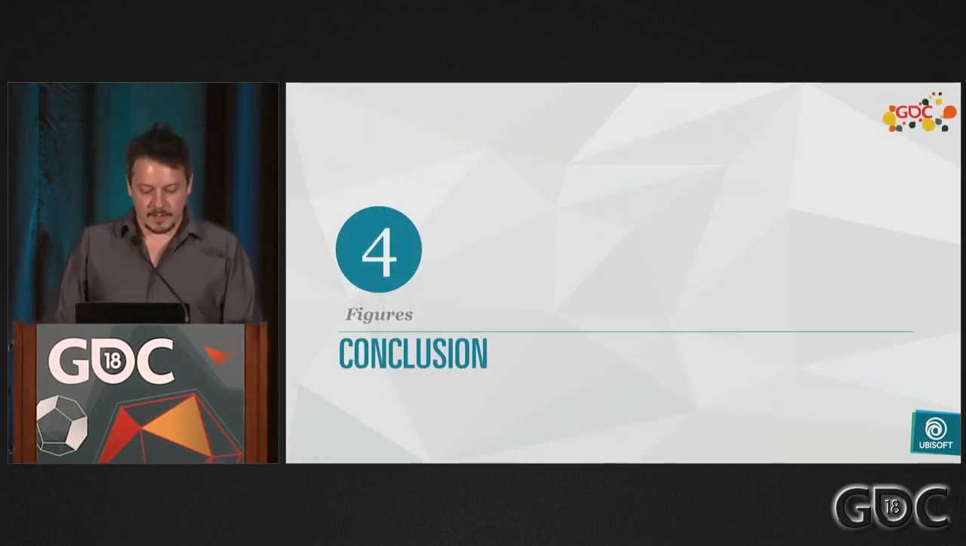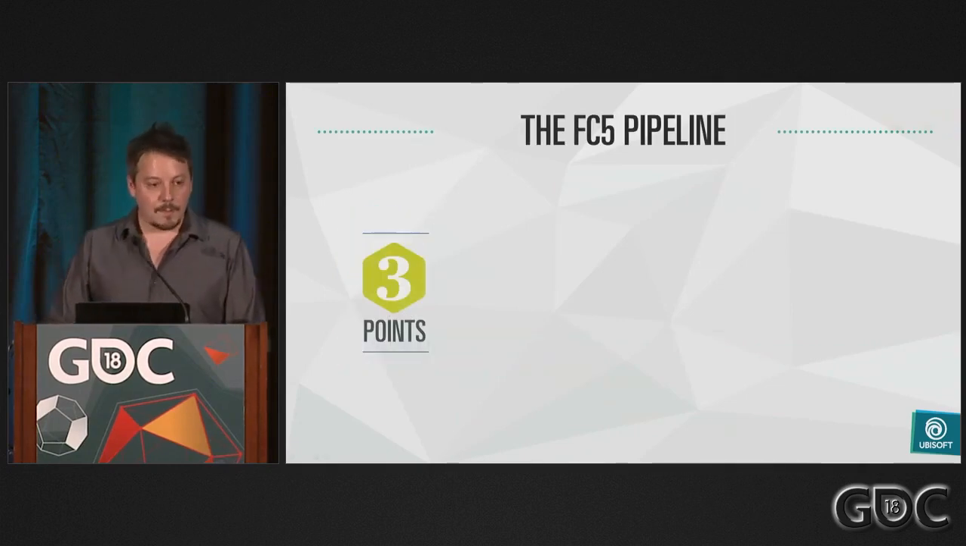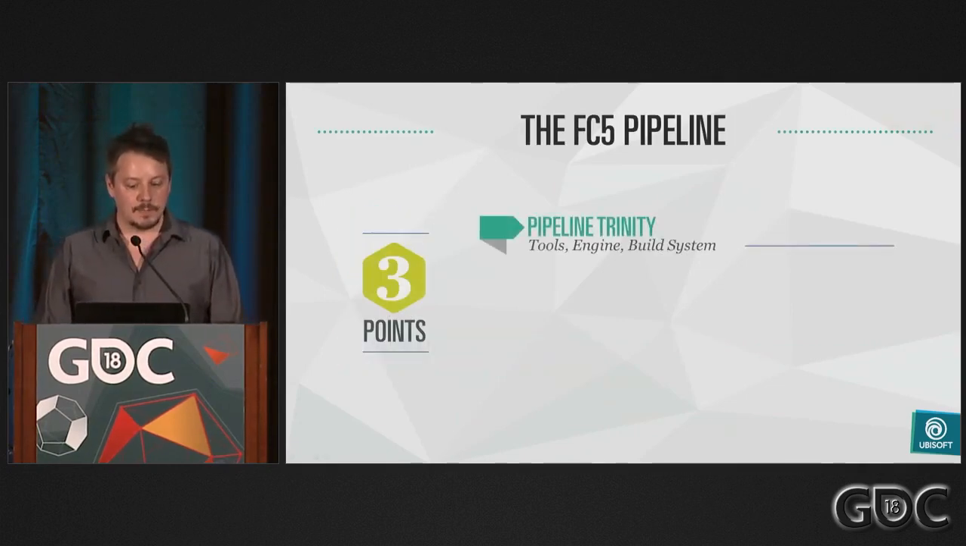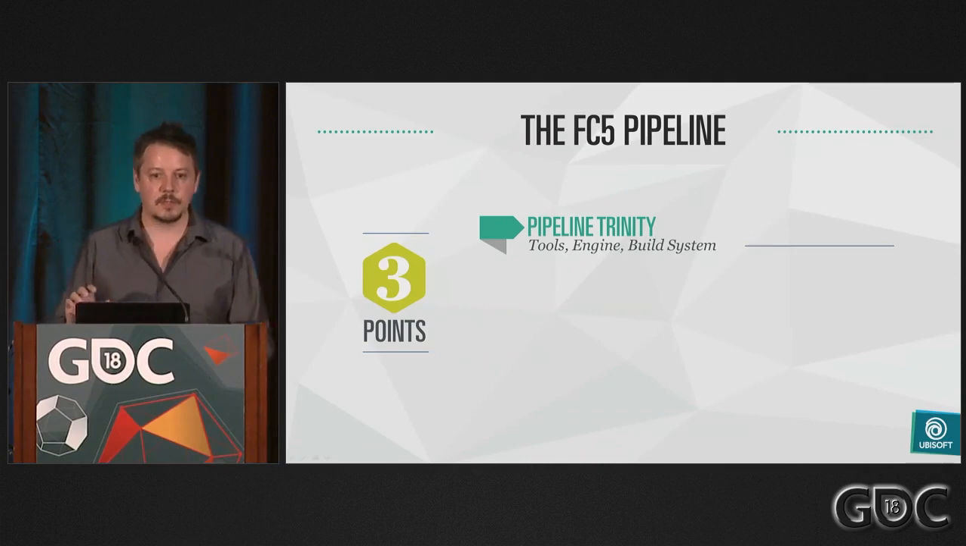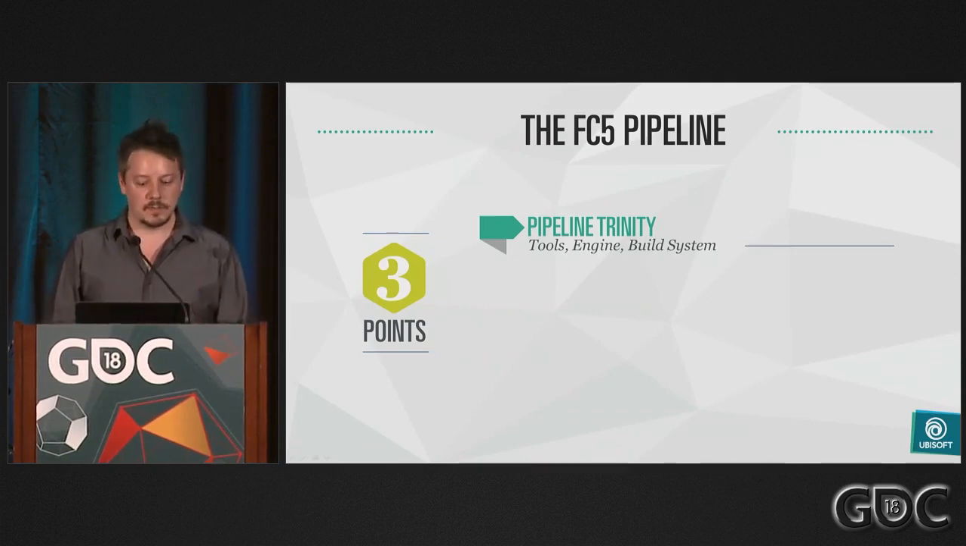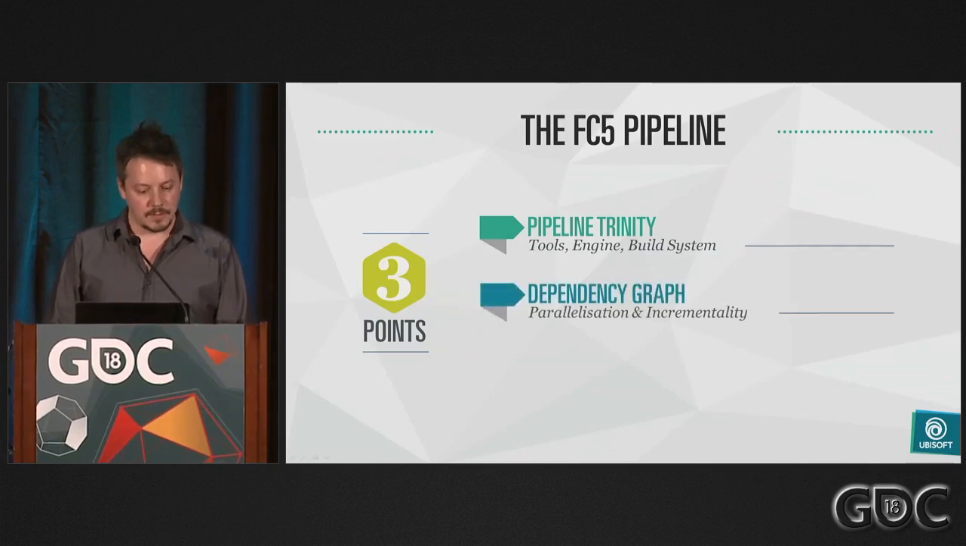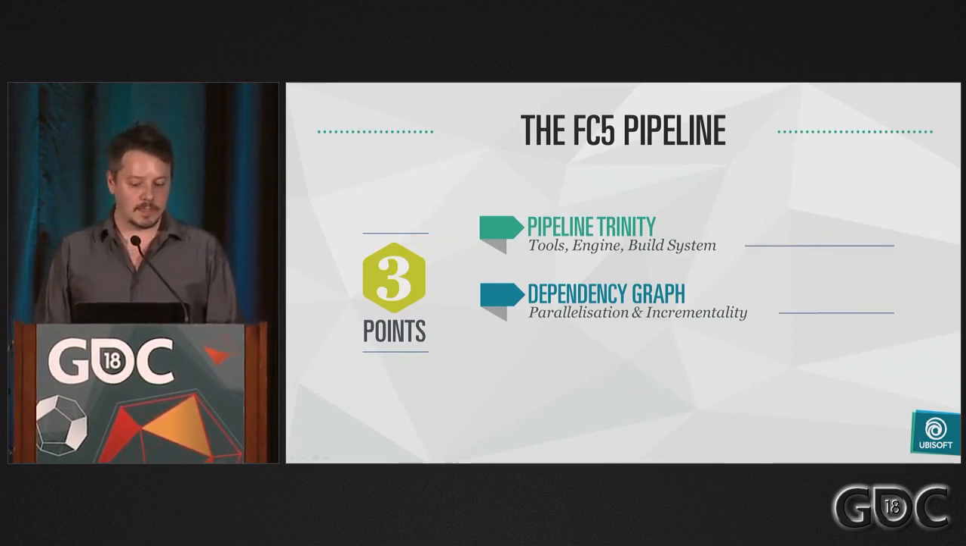So, summarizing things up, our pipeline is built on what we can call the pipeline trinity, three modules. We have the engine as a service, we have the modular specialized tools, and we have the asset build system that is a junction between these two other components. Then we have an asset build system which is built around the dependency graph. The dependency graph provides parallelization and incrementality.